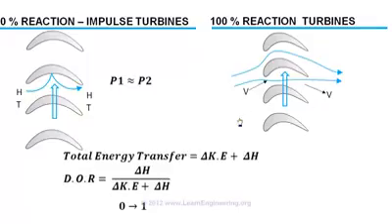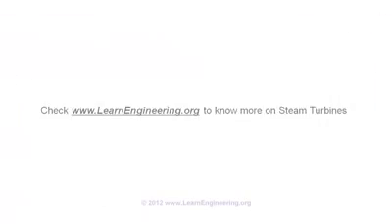A practical steam turbine will be a compromise of these two cases. People usually use a 50% reaction turbine, known as Parsons turbine. That is all about the working of steam turbines.